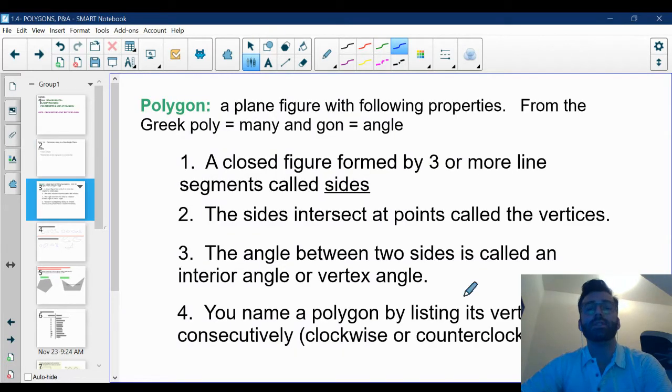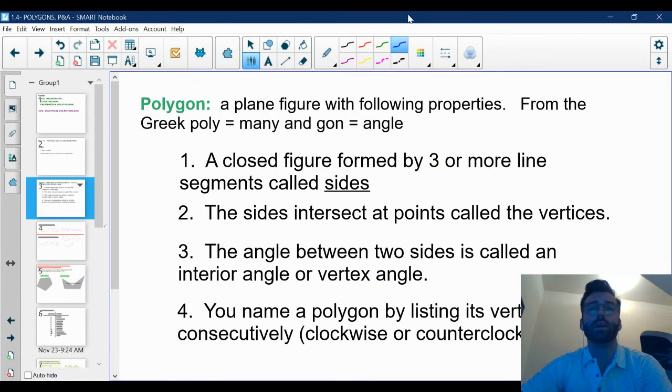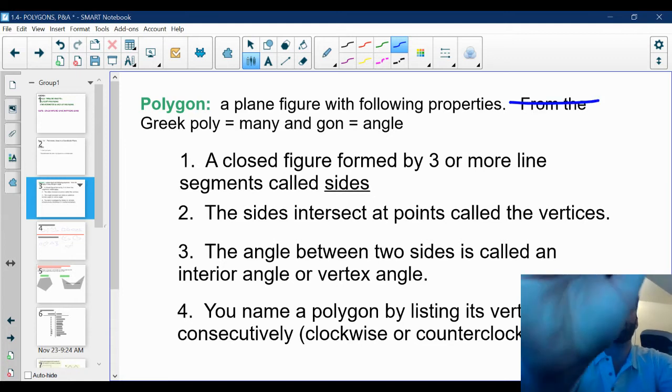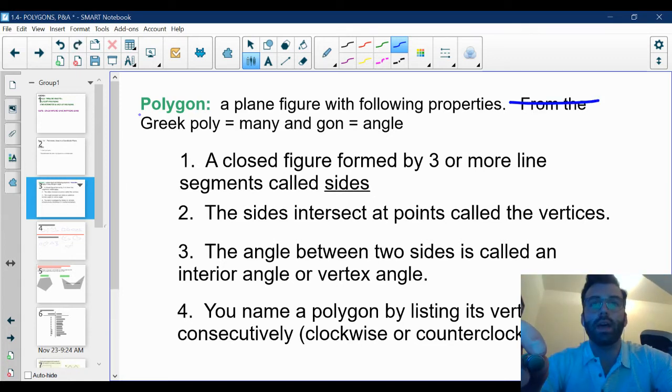Okay, now this is a long slide. Now we don't expect you to write down every little thing. Like, you don't necessarily need to know that this is from the Greek word poly, with many, and gon meaning angle. We're not going to assess you on that. We're not going to ask you, hey, where does the word polygon come from? But it's important to just see it and talk about it briefly.